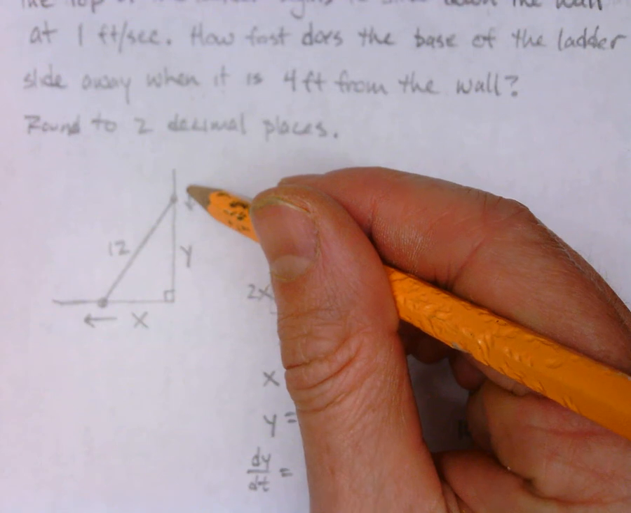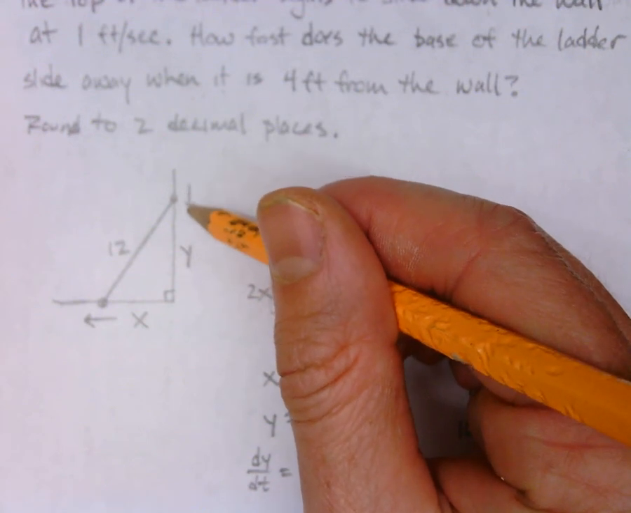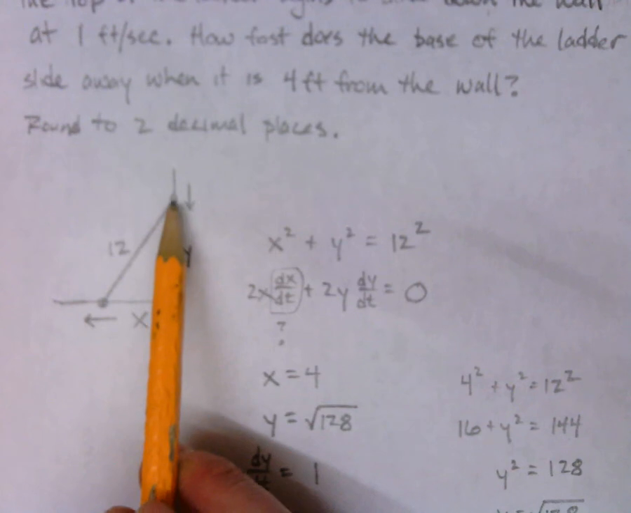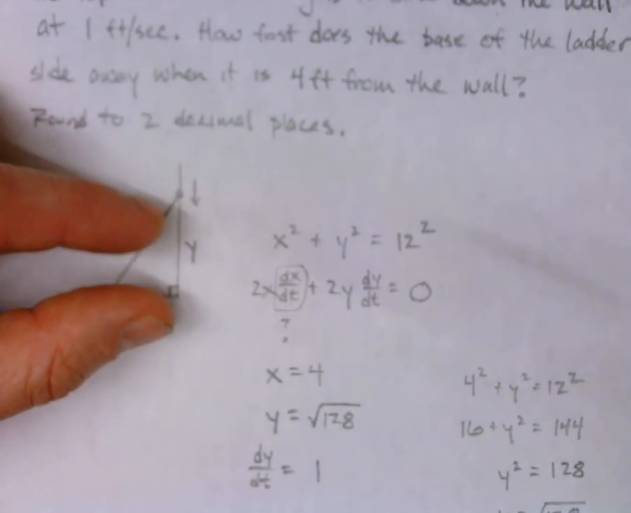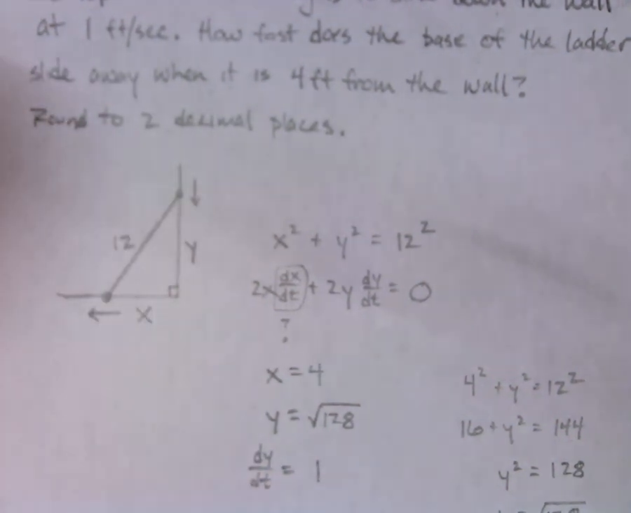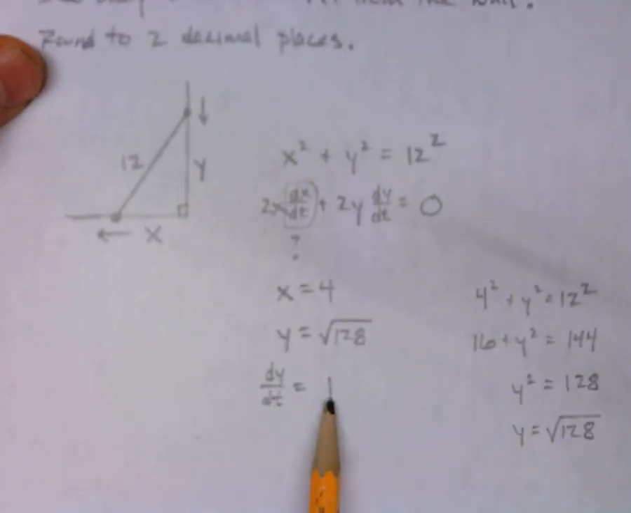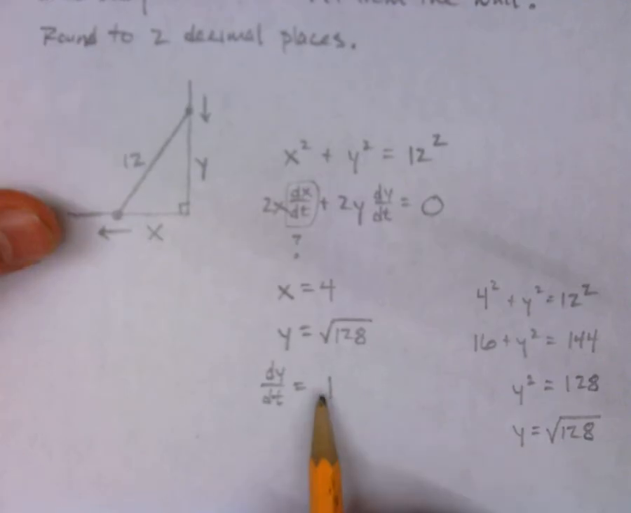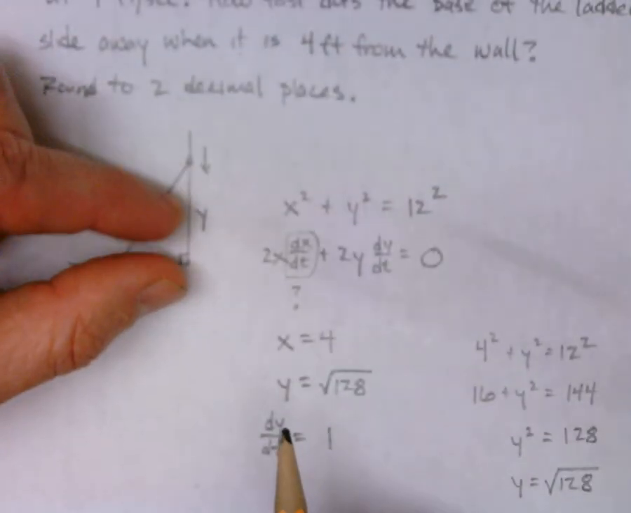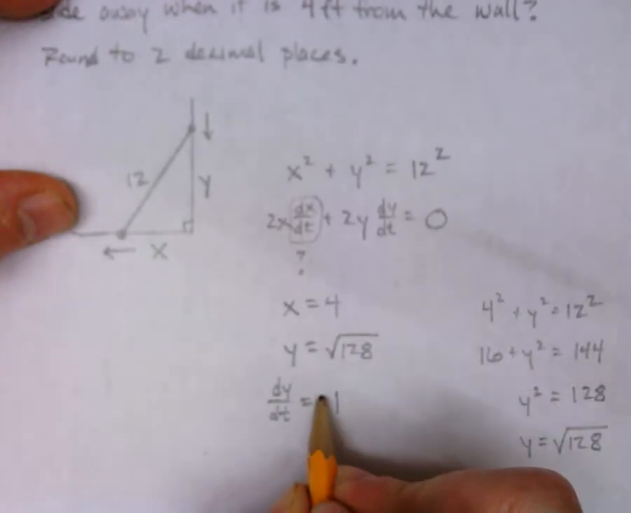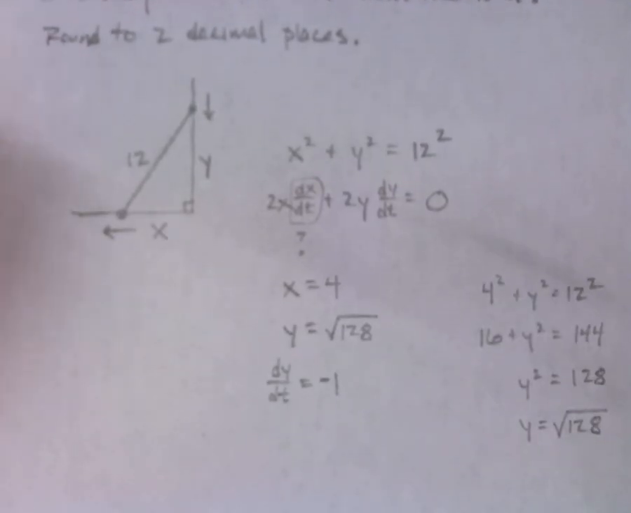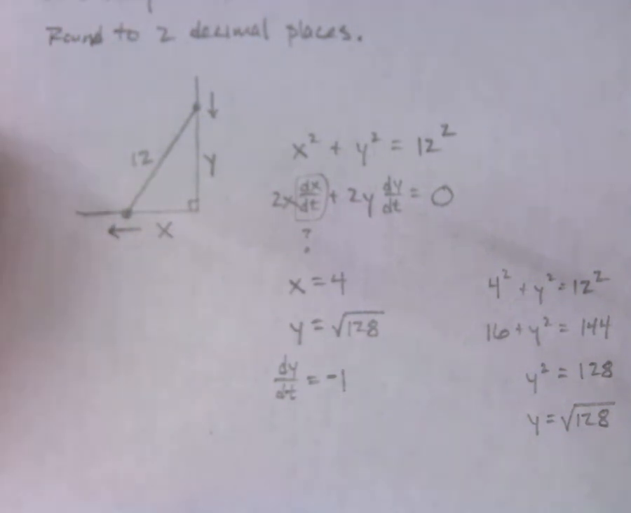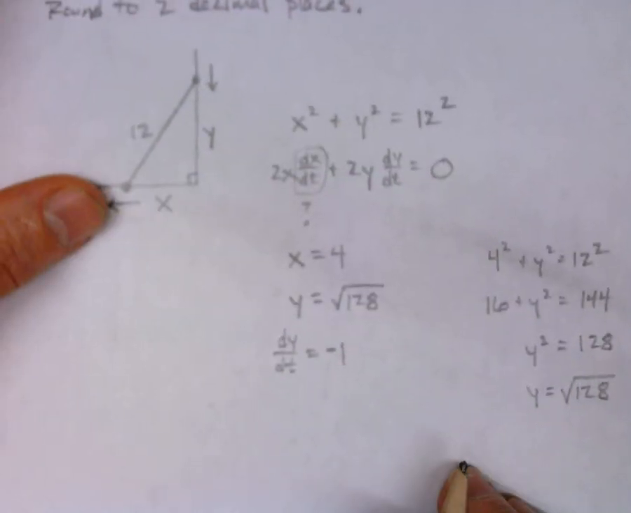If the top of the ladder is sliding down, isn't y shrinking? Isn't it like it's getting smaller? If I say dy over dt equals 1, that'd be like saying y is getting bigger. It's increasing. It's positive. But if y is actually getting smaller, then I need to say dy over dt equals -1. Now that's very subtle. That's easy to miss. But that could make a difference when we solve.